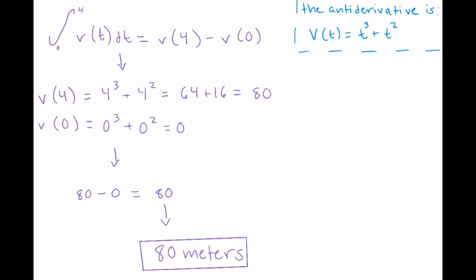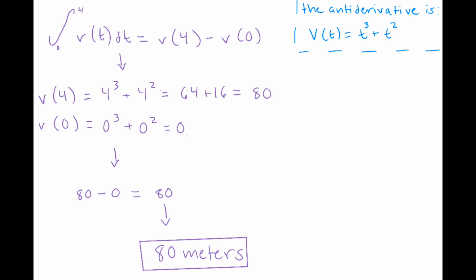V of 4, when using our antiderivative, is equal to 4 cubed plus 4 squared, which is then equal to 64 plus 16, equaling ultimately 80. V of 0, using our antiderivative, is equal to 0 cubed plus 0 squared, which ultimately equals 0. Now going back to our theorem, we have to subtract the lower boundary from the upper boundary, meaning we do 80 minus 0, which equals 80.